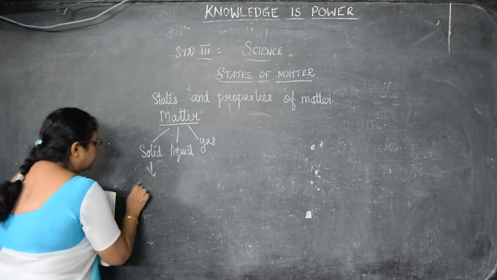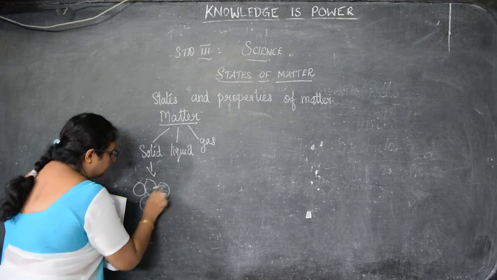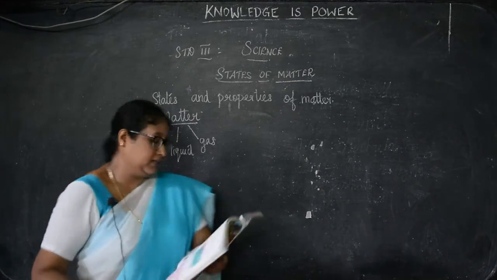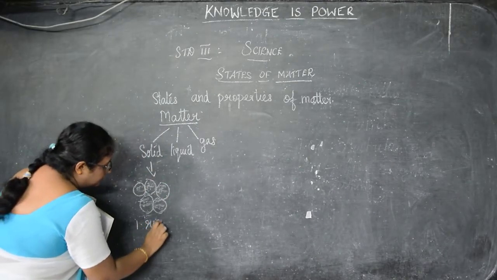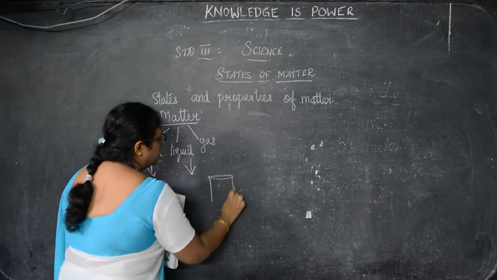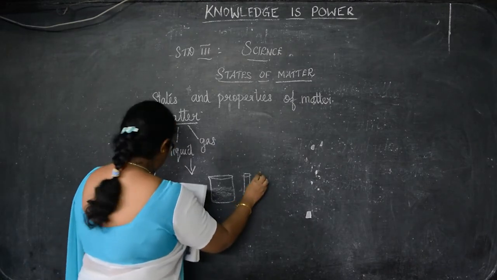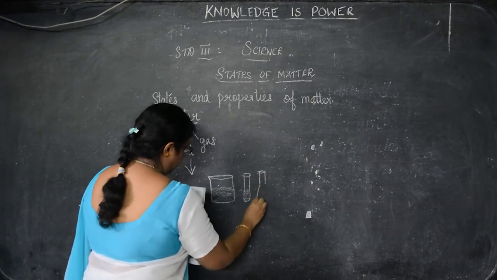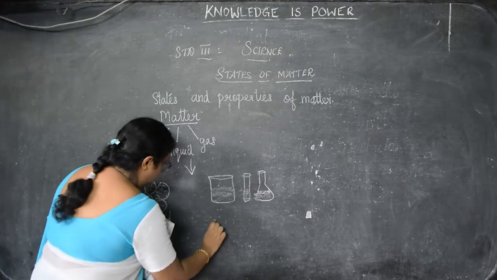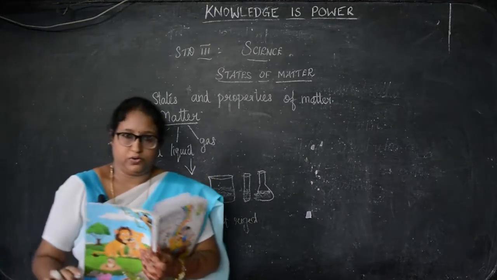If we take a solid, for example glass balls, they are rigid. Rigid means kadinamanadu, hard. Then if you take liquid, liquid means all watery items, this is not rigid, not kadinamanadu.